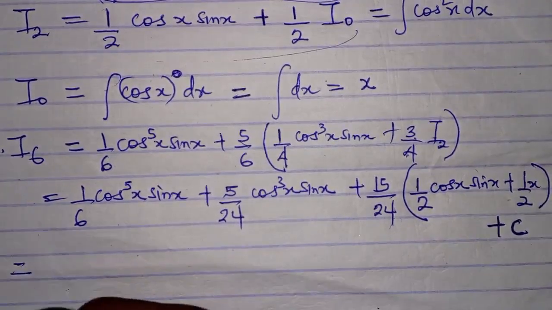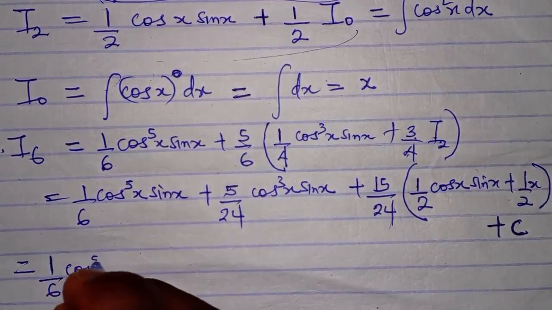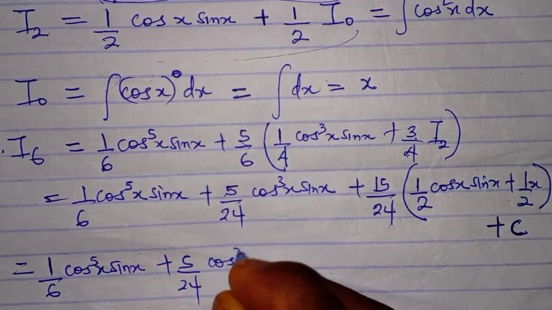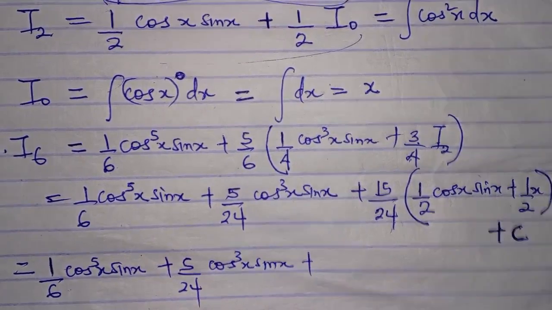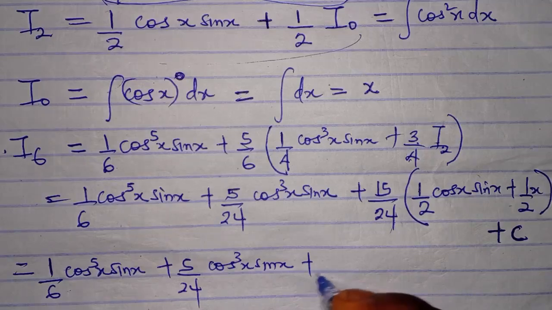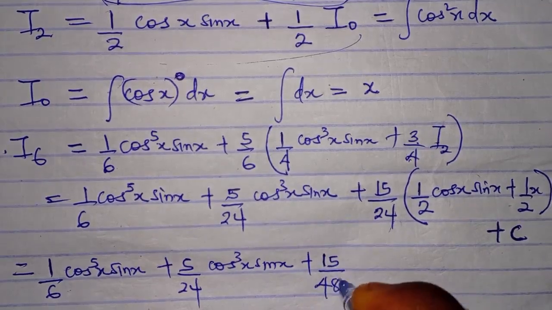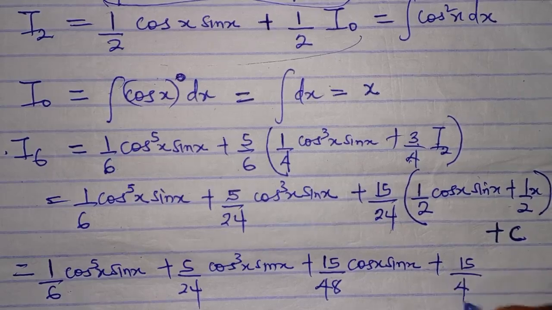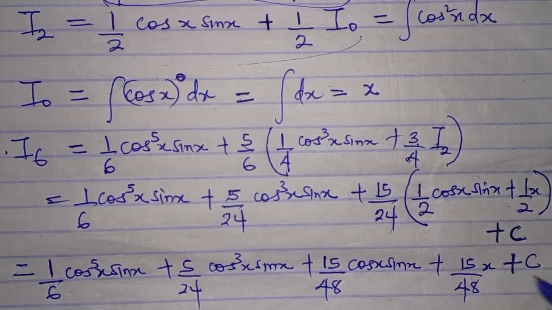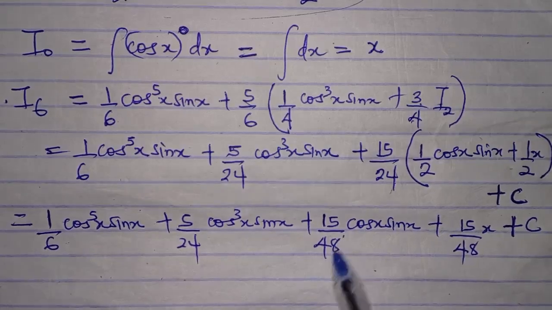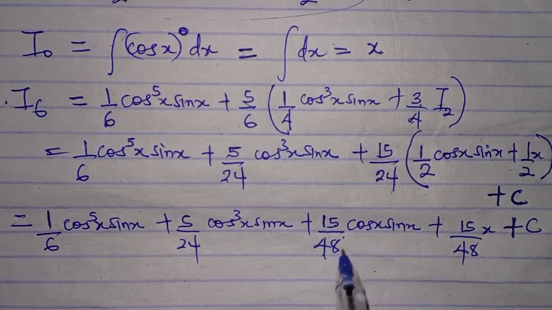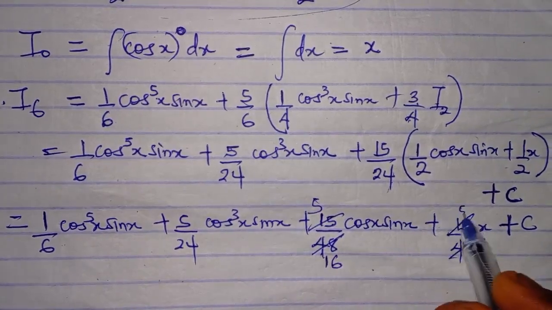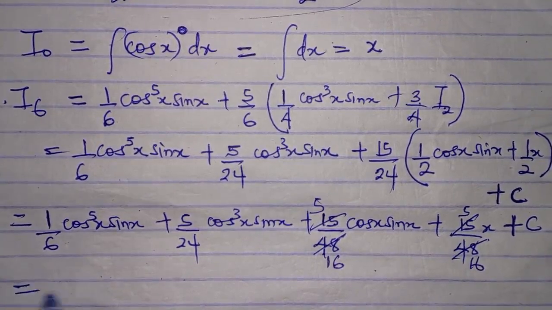So I6 is this: 1 over 6 cos^5 x sine x plus 5 over 24 cos cube x sine x plus, we now multiply that bracket, that will be 15 over 48 cos x sine x plus 15 over 48 x plus c. 3 can divide 48 and can divide 15. 3 into 48 is 16, 3 into 15 is 5. So we have a simplified version of these results.